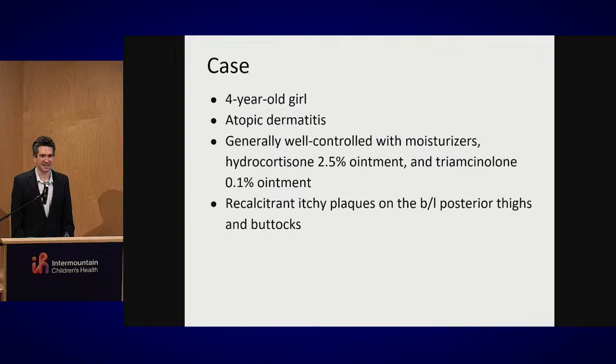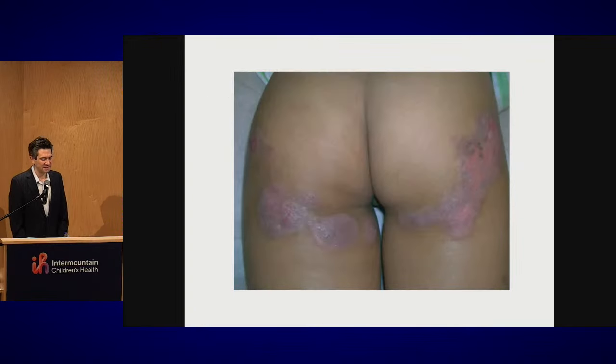Okay, our next case is a 4-year-old girl. Again, you see that she's seen Dr. Johnson for atopic dermatitis. Keep coming back. But they've been doing all right, using hydrocortisone 2.5% ointment, some triamcinolone. Eczema generally seems pretty good, except more recently she's developed these recalcitrant itchy plaques on the bilateral thighs and buttocks. Like that. What's the deal?